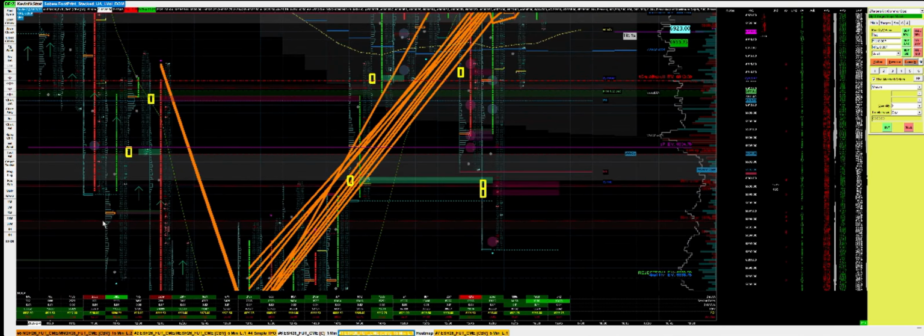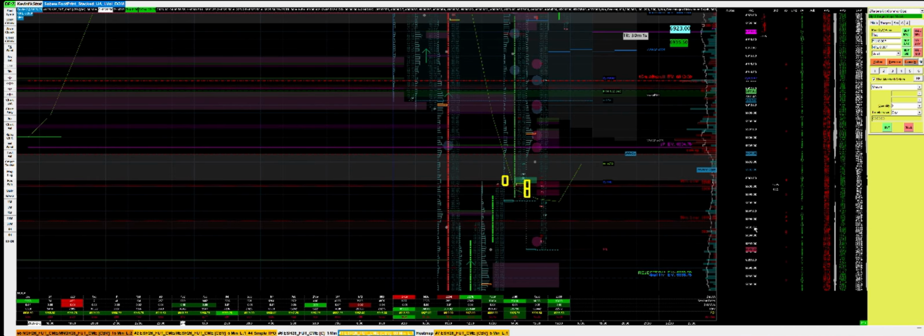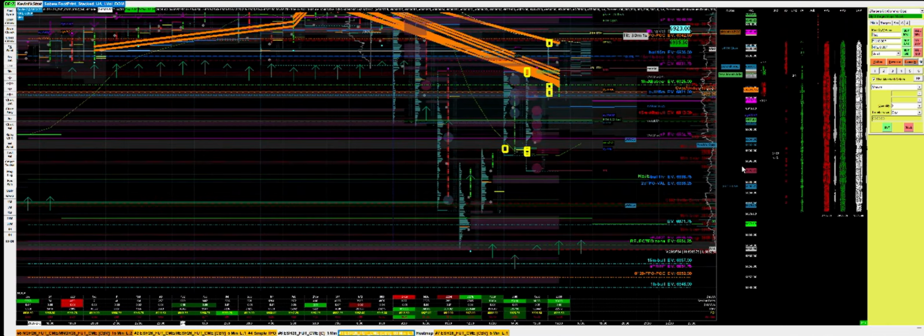right? One other thing is that I switch the footprint chart to 1 hour, because when you start putting it onto a higher time frame, the magnitude of the bull and bear imbalance will be different, right?